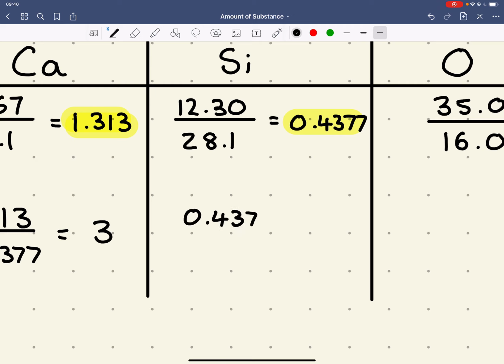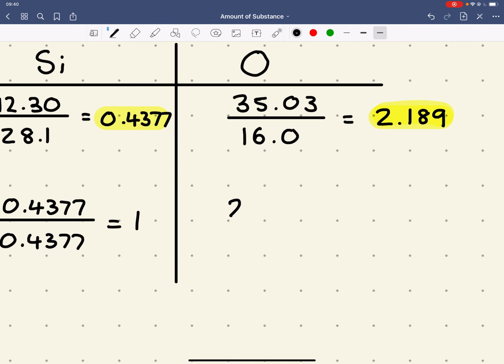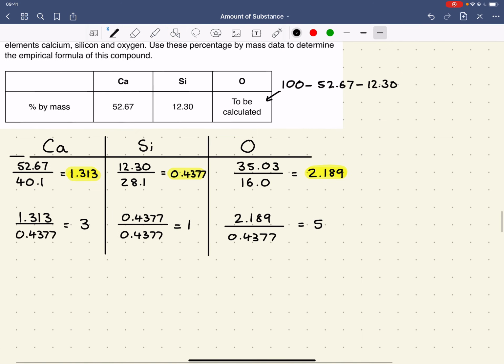This obviously is going to give you an answer of 1. And when you do the oxygen, 2.189 divided by 0.4377, that's going to give you an answer of 5. And in this instance, these are all whole numbers. So that would be my empirical formula.